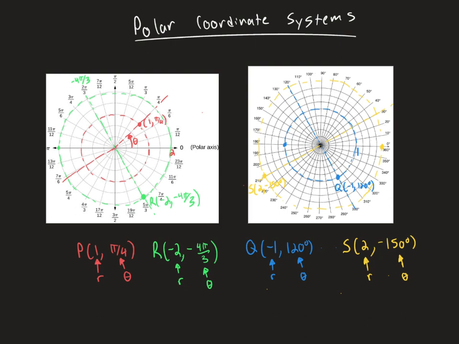And just a little bit of vocabulary. This right here, the middle, is called the origin or the pole. We call this the origin, which is the same name we have for the Cartesian coordinate system, or the pole. And then the polar axis, in the Cartesian sense, is the x-axis, but only the positive part.